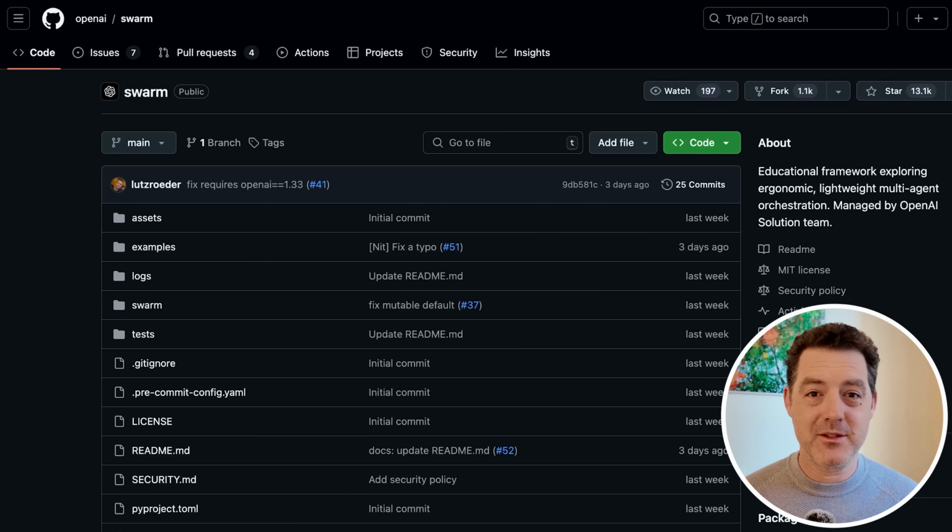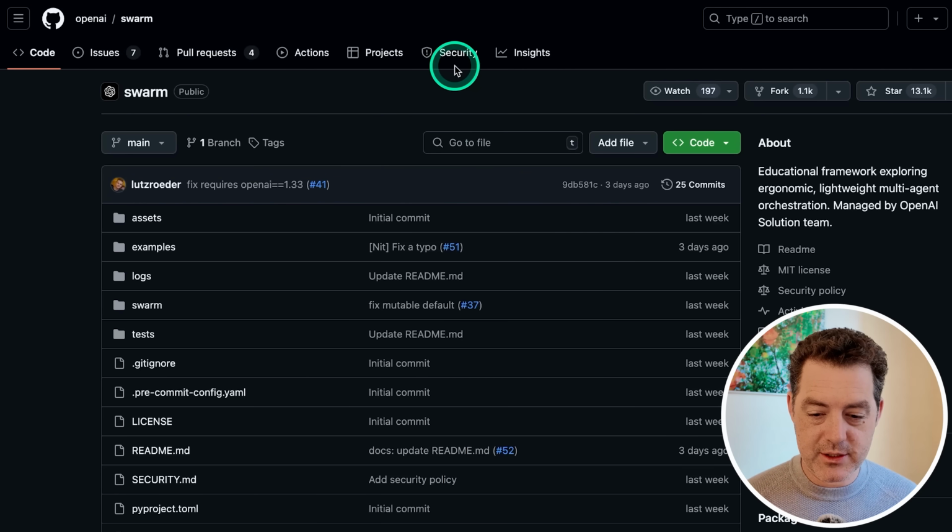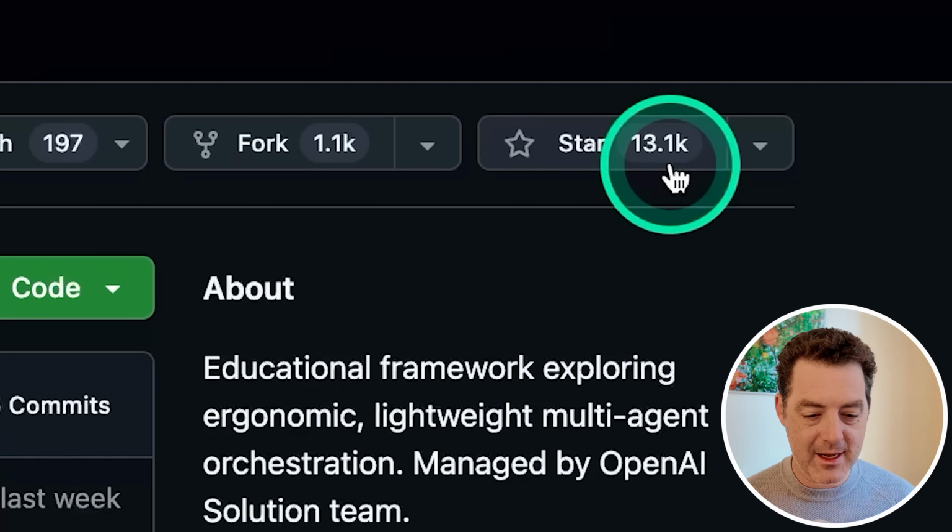They said that there's no promises behind it. They're not going to even promise updates to it. You get no support. So really, it's just a research project for now, but it's cool to see OpenAI get into the agent game. All right, so here it is, just a few days after release, nearly 13,000 stars.